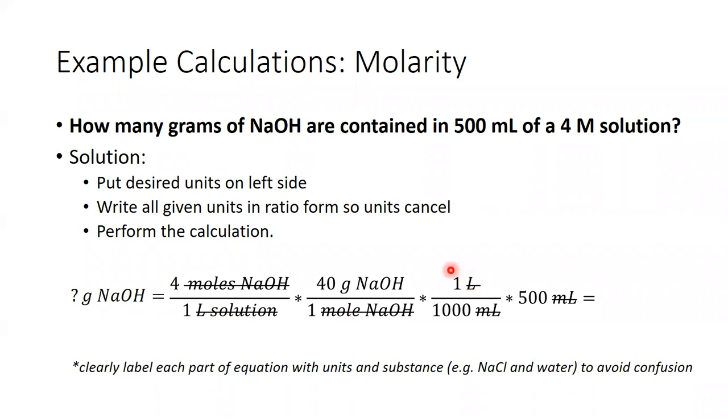So I'm going to multiply by, this is essentially multiplying by 1, because there's 1,000 milliliters in 1 liter. And then times my volume of solution that I actually have, which is 500 milliliters. So at this point, the liters have canceled out and the milliliters have canceled out. So I'm left with nothing but grams at the end, and then I can solve for this equation, and I get 80 grams of sodium hydroxide is in the 500 milliliters of a 4 molar solution.